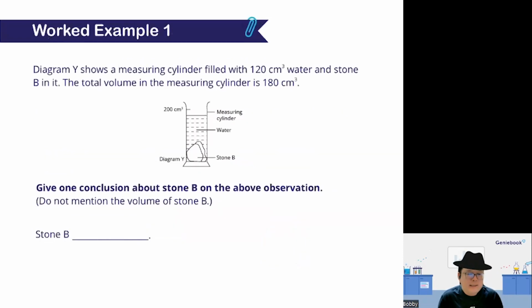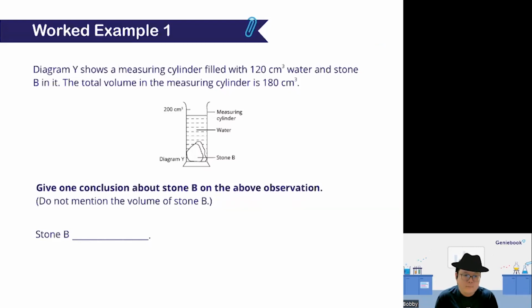Okay, so let's take a look at this work example here. We have diagram Y, showing us a measuring cylinder filled with 120 cm cube, or cubic centimeter, depending on how you want to phrase it, of water and stone B in it. So with the stone, the total volume in the measuring cylinder is now 180 cm cube. So if that's the case, what do we know about stone B?